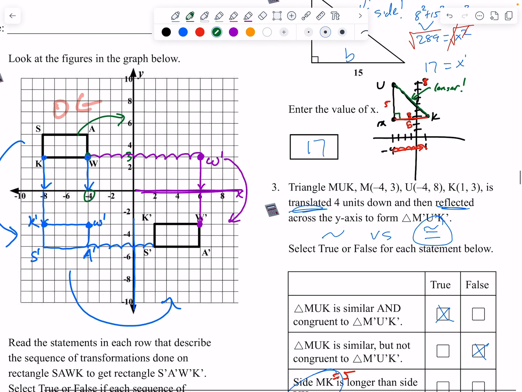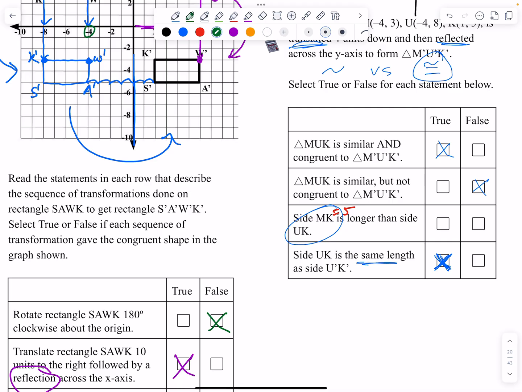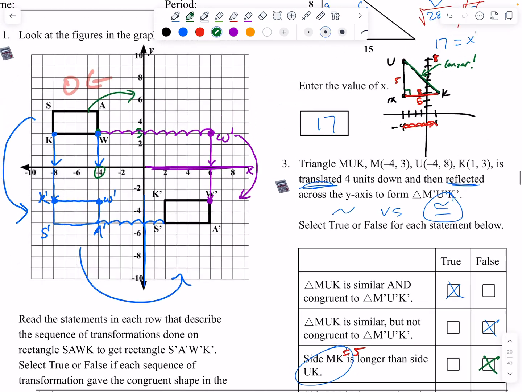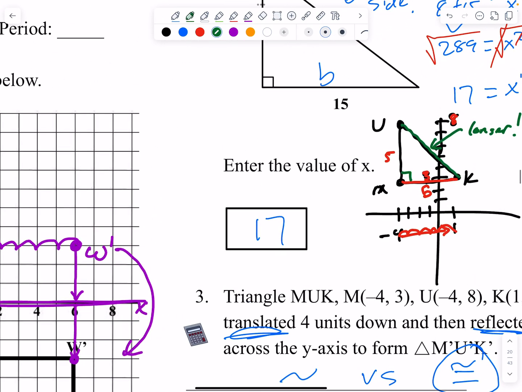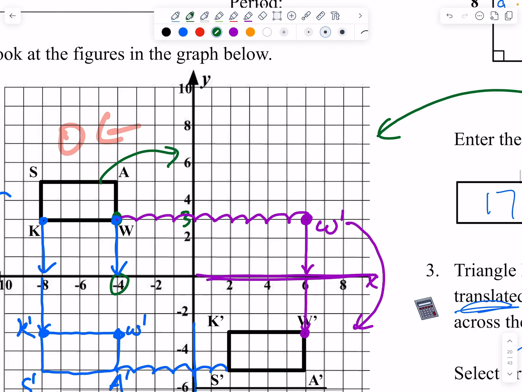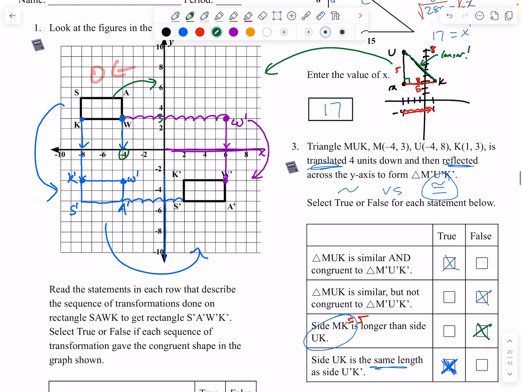So what is my question again? Side MK is longer than UK. That is false. Okay, it's the other way around. So notice, if I didn't make all this mess, I could have just graphed this over here, a lot neater. I could have just erased all this stuff. I just left it because you were working on it, and I'm going to have my answer key neat and stuff. Anyways, there you go.